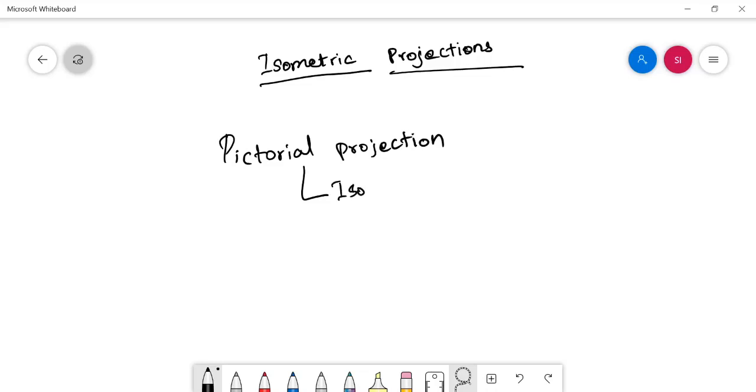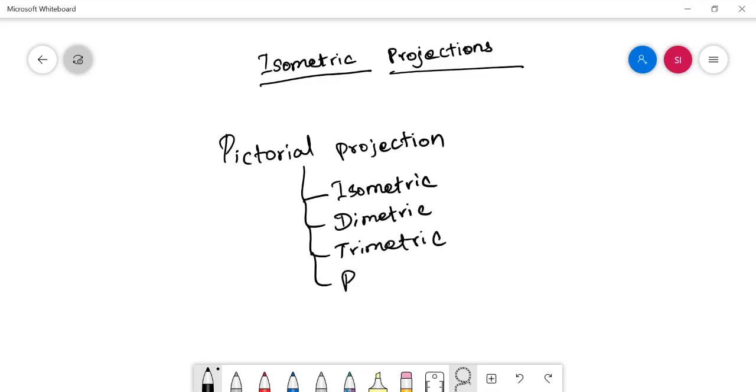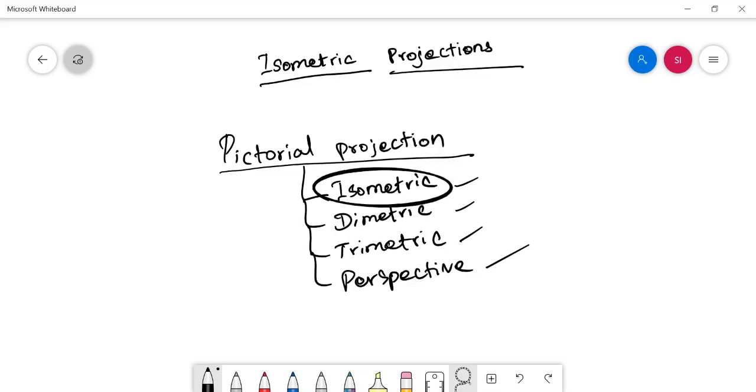They are isometric, dimetric, trimetric, perspective. So isometric projection, dimetric projection, trimetric projection and perspective projection are the various methods used to develop three-dimensional views of objects, under the name of pictorial projections. In that, we are going to see how to develop the 3D views by using the isometric projection concept.